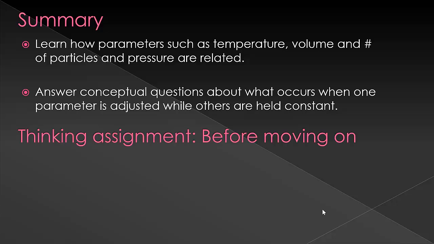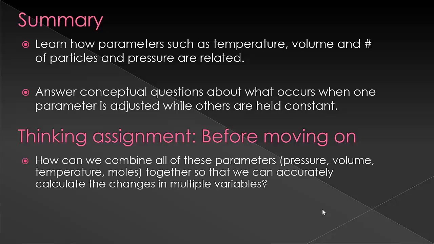Now, before moving on, either in the videos or coming to class, I want you to think about something for me. I want you to think about how we can combine all of these parameters, pressure, volume, temperature, and moles, so that we can accurately calculate changes in multiple variables. What happens if nothing is held constant? What happens if we're changing pressure, volume, temperature, and moles? How would we combine all of this into one equation that works out so that we can do this? And think about that very last question on the last slide if that helps you out.